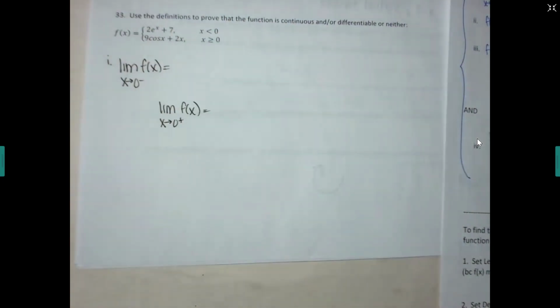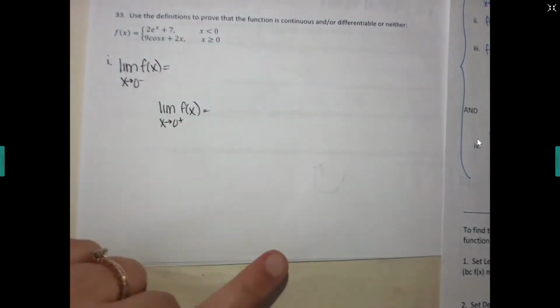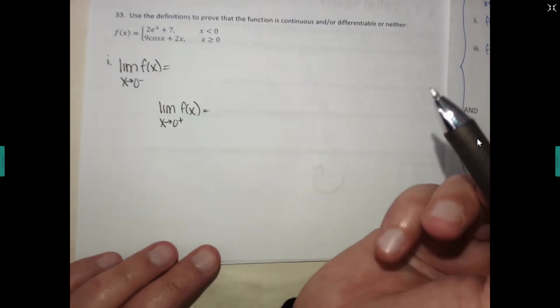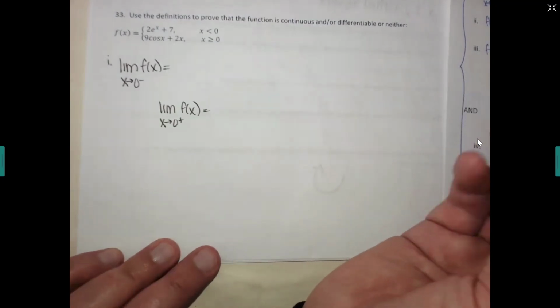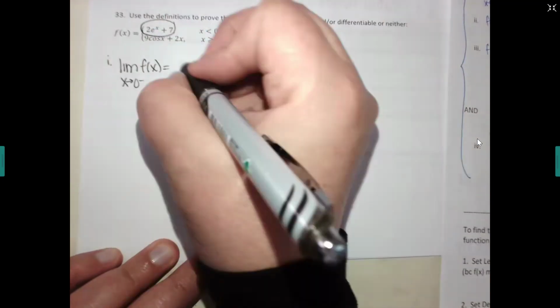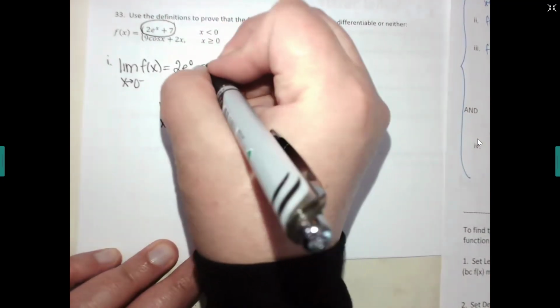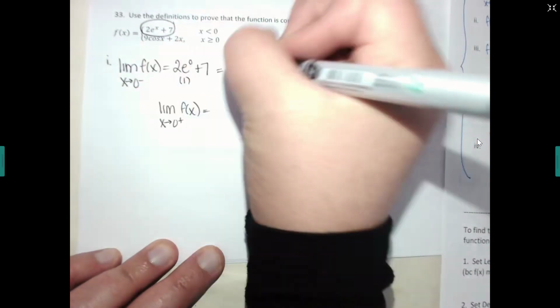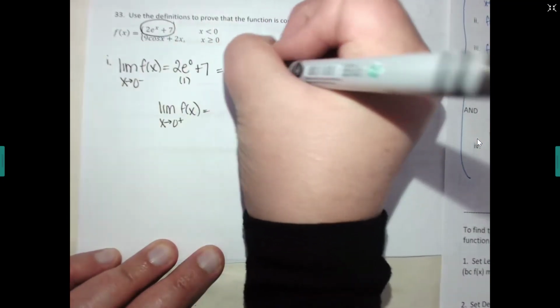Remember, these are supposed to match each other. A left limit, you're doing less than 0. So is that the top or the bottom piece here? A left limit is less than 0. Is that top or bottom? Top. So it'd be 2e^0 plus 7. What is anything to the 0? 1. 2 times 1 is still 2, plus 7 is 9.